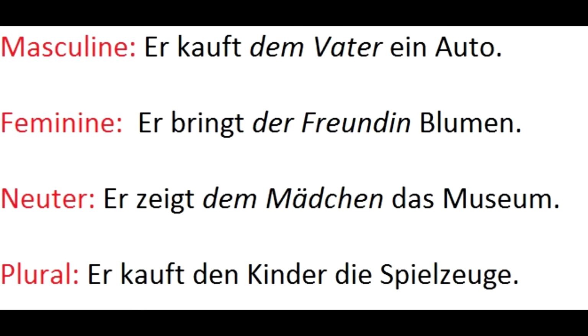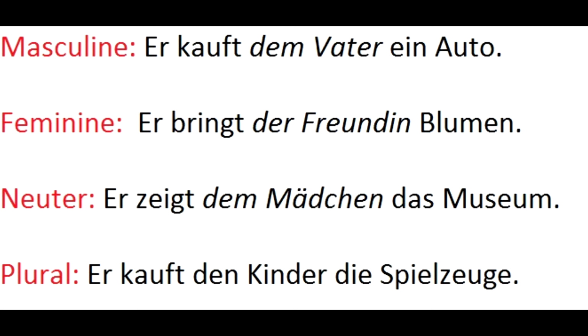Now for some examples of definite articles with dative and these dative verbs. For masculine, kauft dem Vater ein Auto. He buys a car for his dad. For feminine, bringt der Freundin Blumen. He brings flowers to his girlfriend.